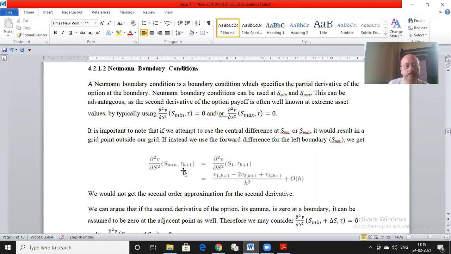So at S minimum, when I am approximating the second derivative, what I am going to do is set it equal to the second derivative at the first horizontal after the minimum, so just above, and then I make this approximation. So for the first ones, we do not get a second order approximation. You will just get a first order approximation.